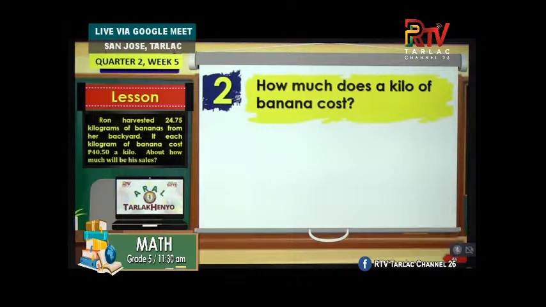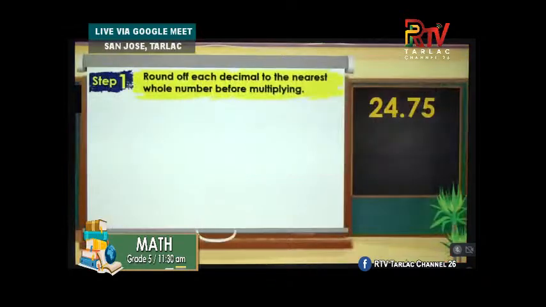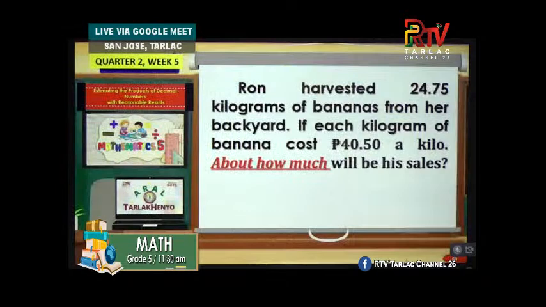How much does a kilo of banana cost? Good job! It is 40 pesos and 50 centavos. What is asked in the problem? Very good. We are looking for the sales of banana. Take note of the phrase about how much in the situation indicates that we need to estimate. For you to be able to solve the estimated amount of money, you need to apply the steps on how to estimate the decimal numbers.